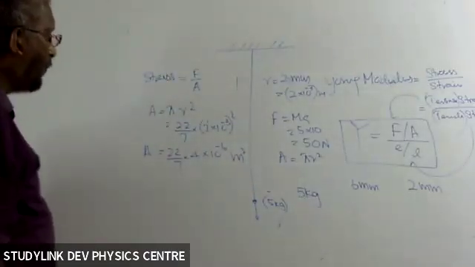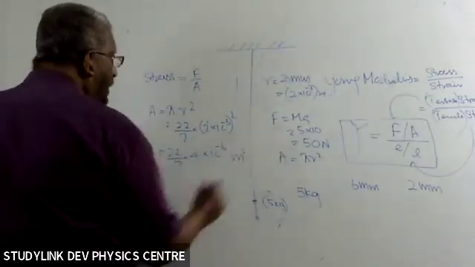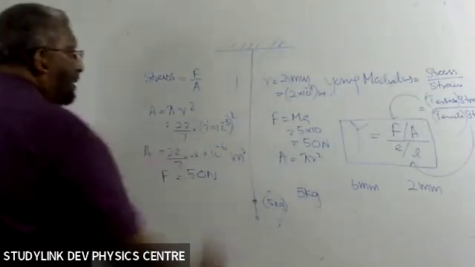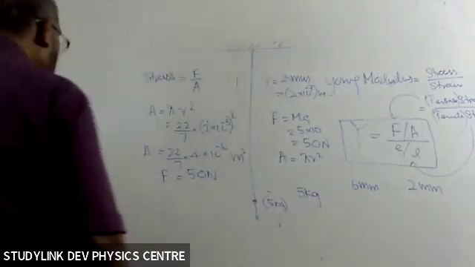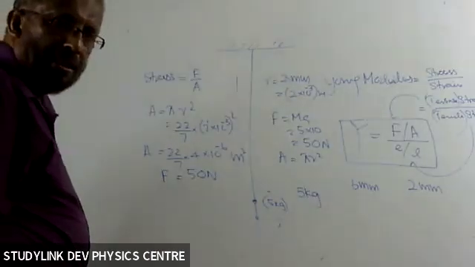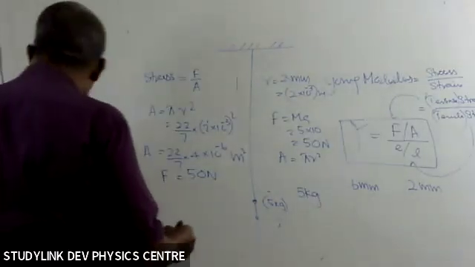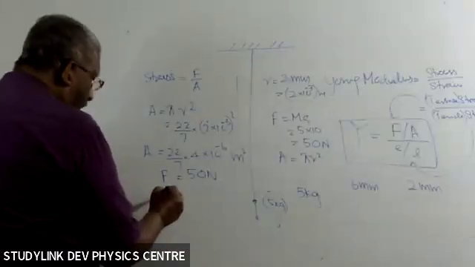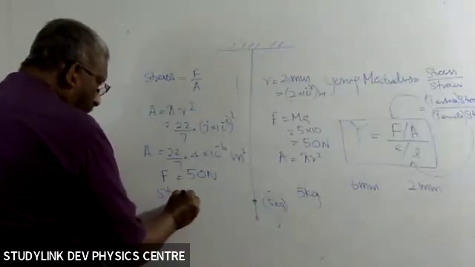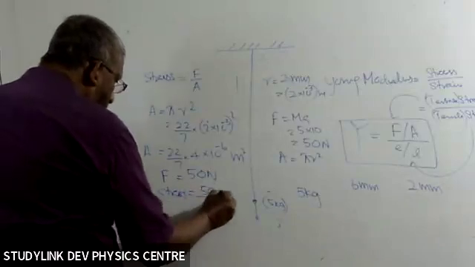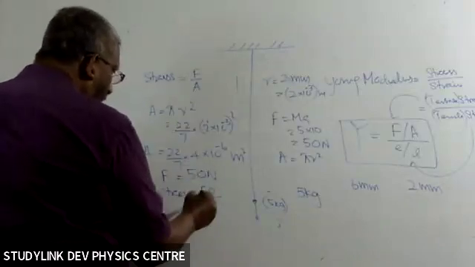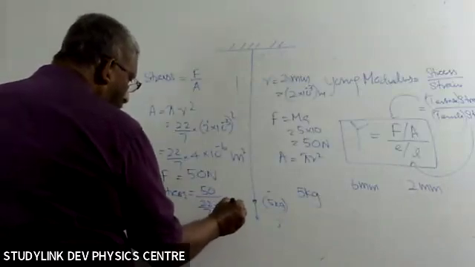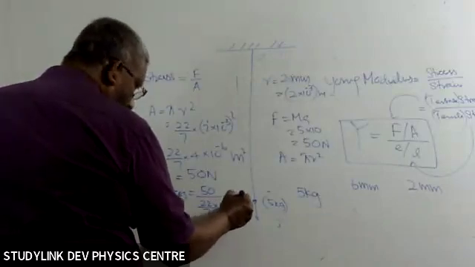Then the other one is force. Force I found it. Again I write it there. Force is 50 Newton. Then you have to substitute the values. So then here you can get it: stress is F divided by A, 50 divided by 22 divided by 7, 4, 10 to the power minus 6.